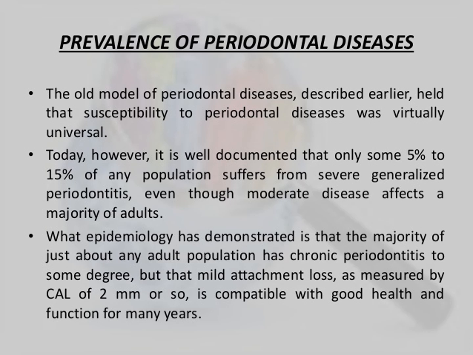And how about the prevalence of periodontal diseases? The old model of periodontal diseases described earlier held that susceptibility to periodontal diseases was virtually universal. What epidemiology has demonstrated is that the majority of just about any adult population has chronic periodontitis to some degree, but that mild attachment loss as measured by CAL of 2 mm or so is compatible with good health and function for many years.